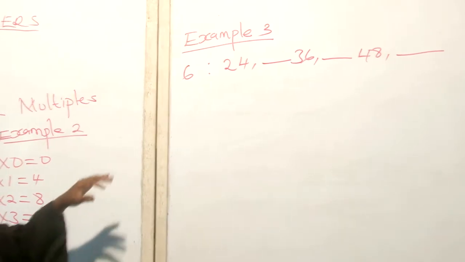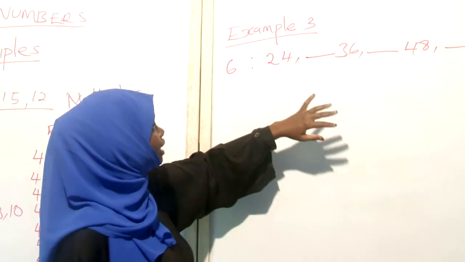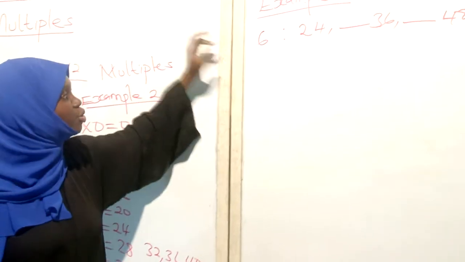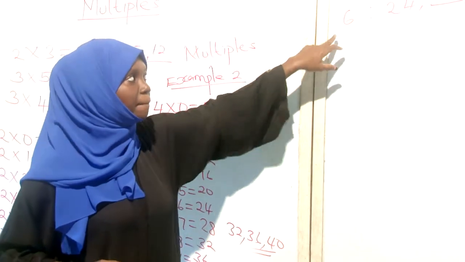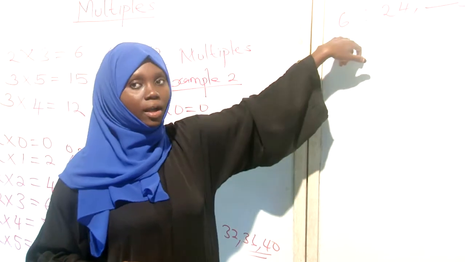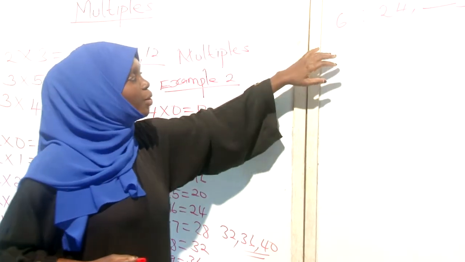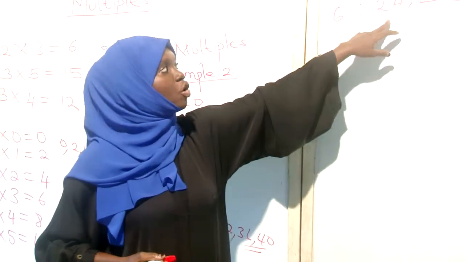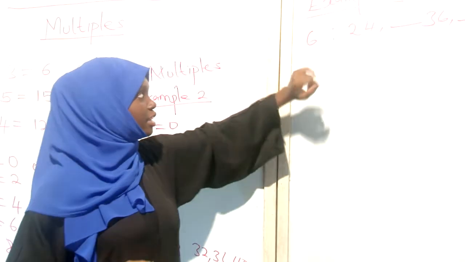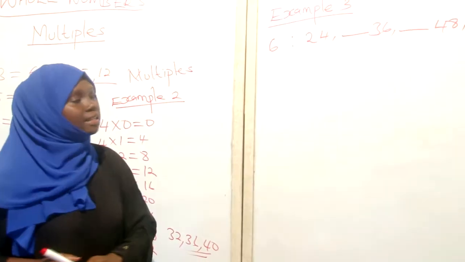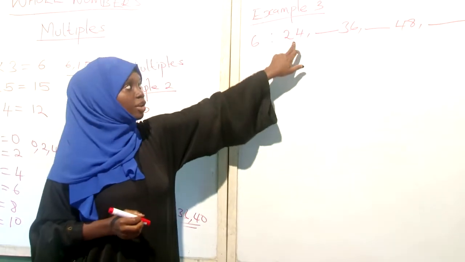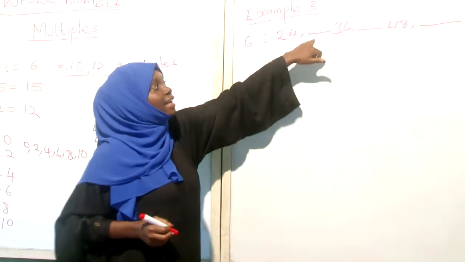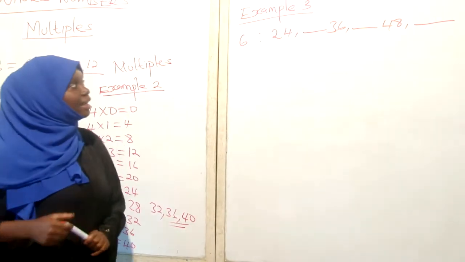First of all, before you start filling the gap, you have to ask yourself, which number have we multiplied by 6? Remember, 6 here is our key number. So which number have we multiplied by 6 in order to get 24? The number that you have multiplied by 6 is 4. So meaning 6 times 4 has given us 24. So the next gap will be the next number.